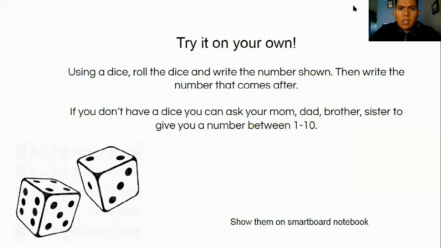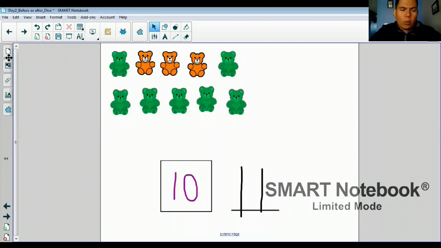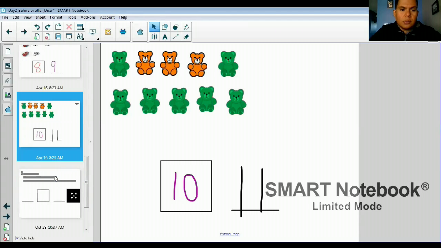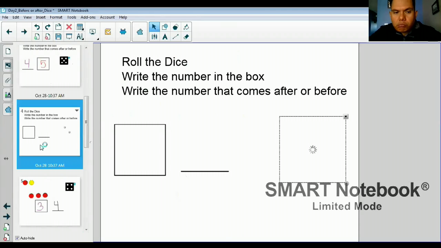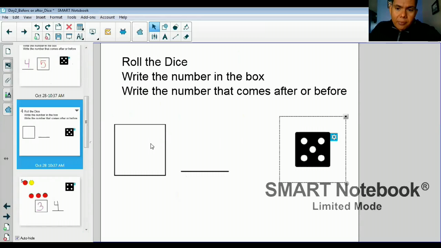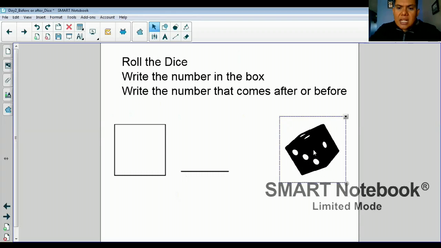Okay, ready? Now, for this, you will need your paper, your counting materials, and your pencil. Now, I will use a dice because I have a dice on my computer. But if you do not have a dice at home, it's okay. Just ask someone to give you any number and then you write it. Okay, ready? Let's roll the dice.